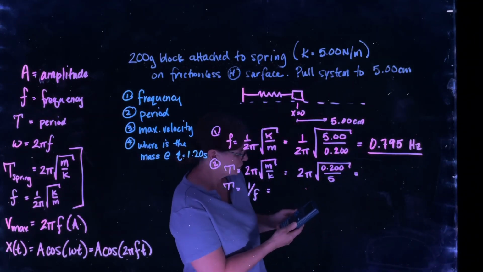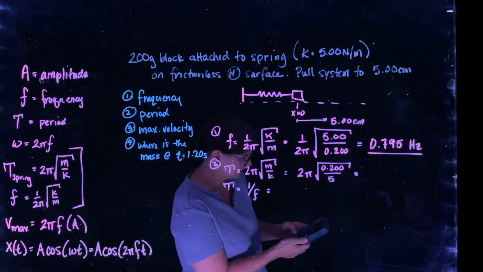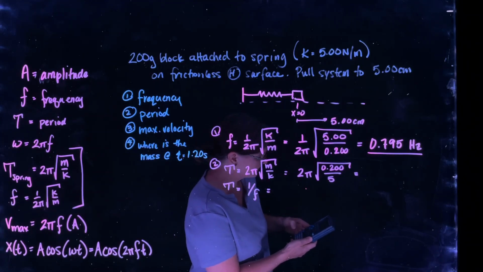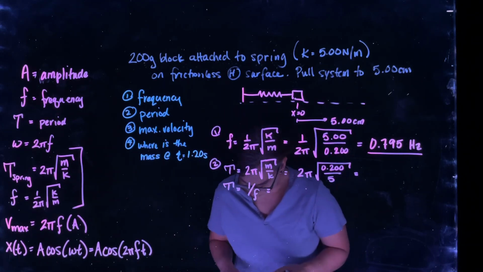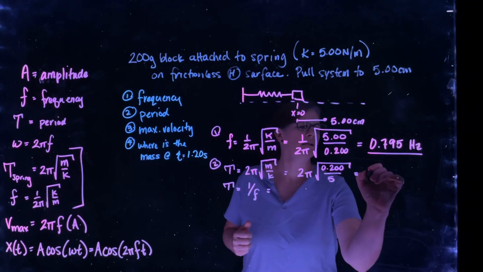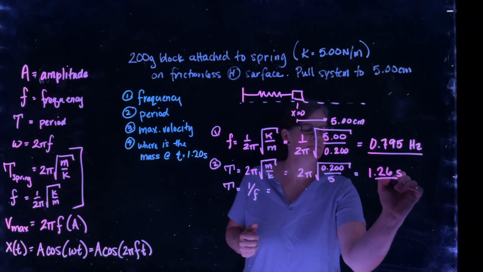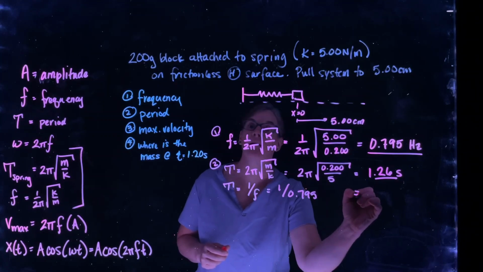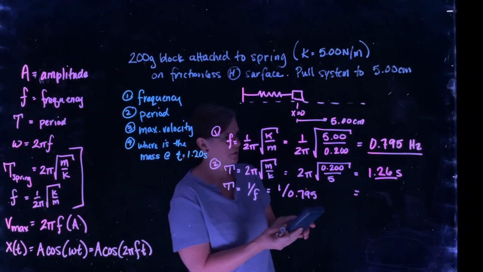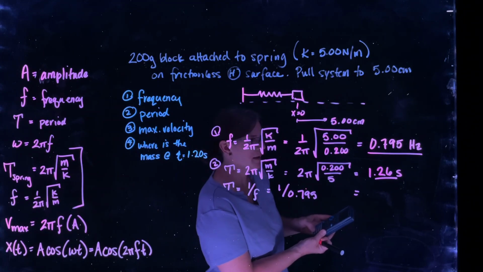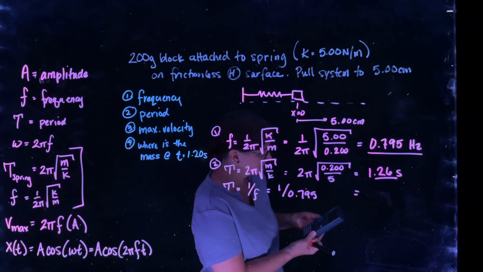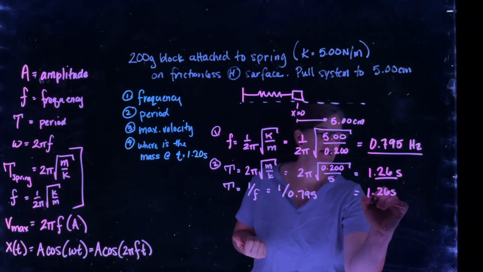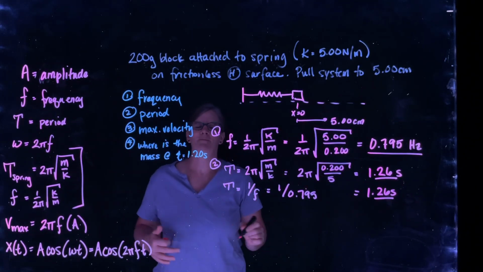Back to business. 2 times pi times the square root of 0.2 divided by 5. And we have a period of 1.26 seconds. And of course, if we do 1 over 0.795, let's hope that's also 1.26 seconds. So 1 divided by 0.795. And indeed it is. Thank goodness. It should be, right? We should definitely have the period the same both ways.